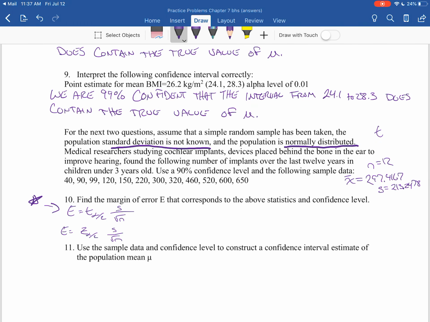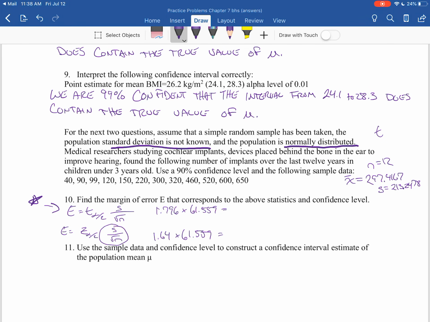All right, so moving on to number 10 here. Our z value at 90% confidence, or an alpha level of 0.10, is going to be 1.64 times our standard error, which is 61.559. Remember, the standard error is the standard deviation over the square root of n, so it's the same for both, but our t value is going to be 1.796 times the standard error.